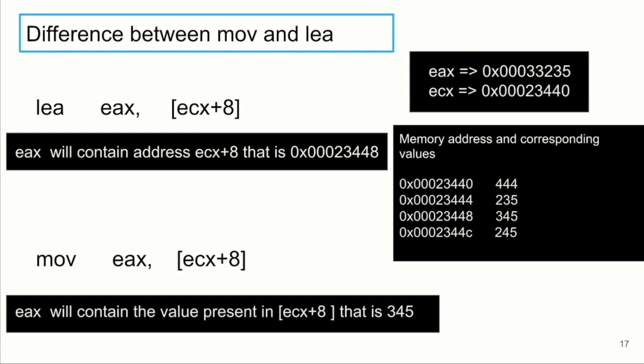So the difference is, in case of move instruction, dereferencing occurs. That is, if in the same instruction LEA is replaced with move, then the value present in that memory address is loaded to EAX.